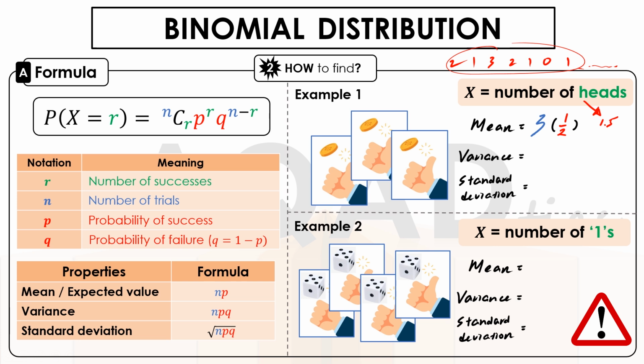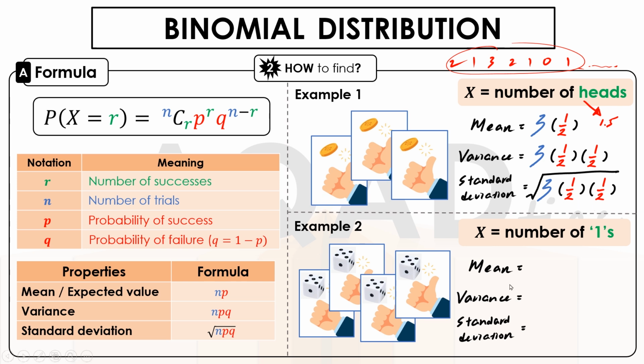Alright, so for variance, we just need to multiply by another q. So it will be 3 times 1/2, 1/2. So this variance is actually the differences between all of these numbers. So the larger the variance, the bigger the differences between the numbers will be. And for standard deviation, it's actually the square root of variance. So for the variance formula, we just add a square root.